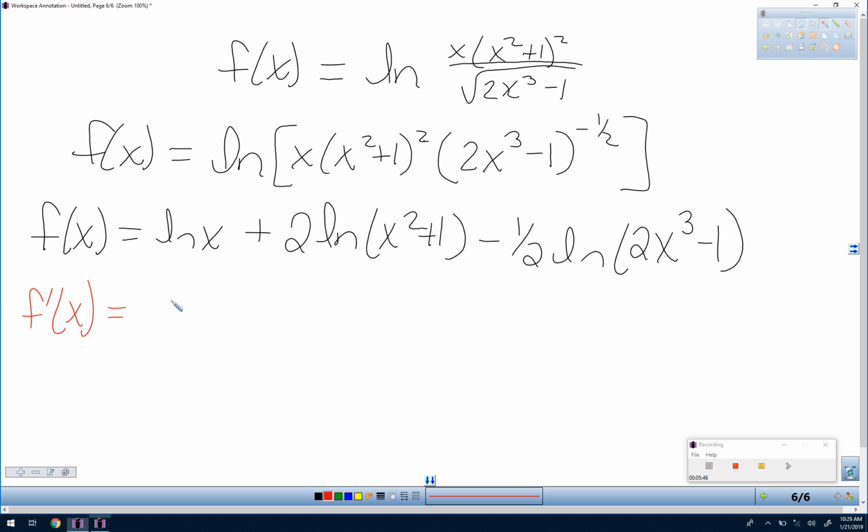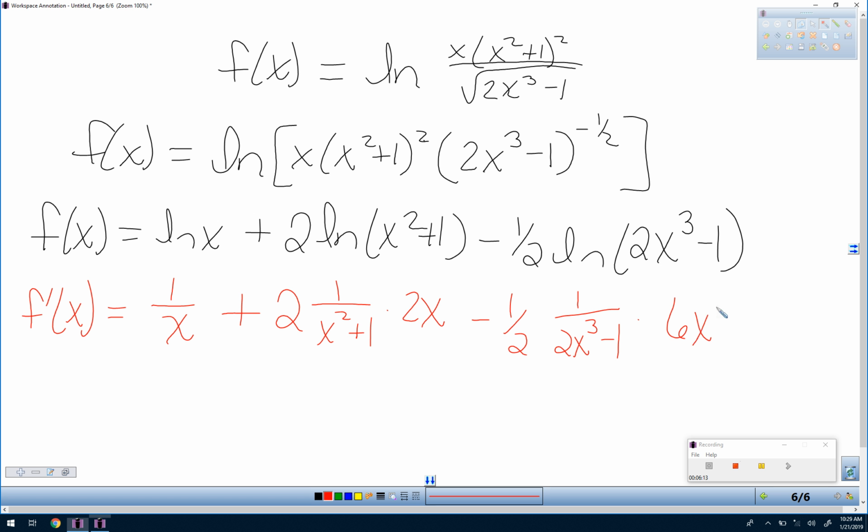The derivative of ln of x would simply be 1 over x, plus the derivative of this would simply be 1 over x squared plus 1, so derivative of x squared plus 1 times the derivative of the inside would be 2x, and this would be minus 1/2, and the derivative of this would be 1 over 2x cubed minus 1 times the derivative of the inside function, that would be 6x squared.